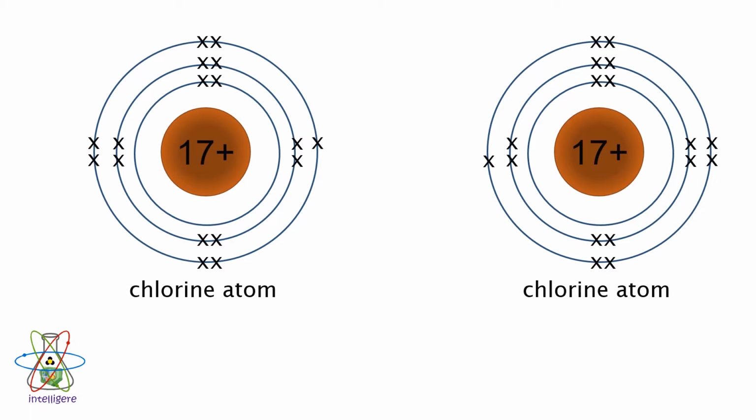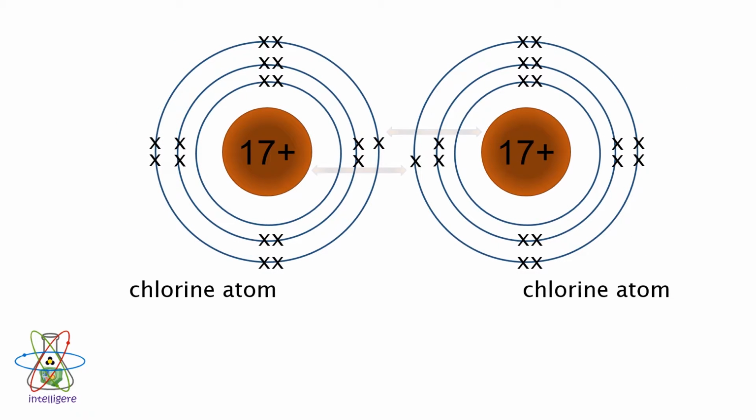What happens when two atoms from elements located on the right side of the periodic table bond? Let's take two chlorine atoms. The outer electrons in these atoms are strongly held.